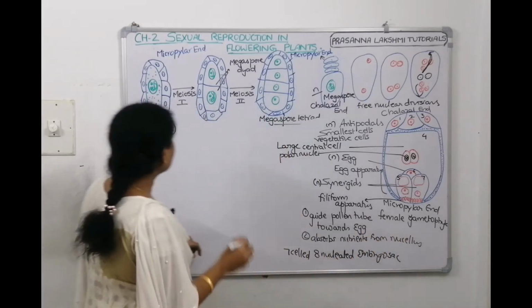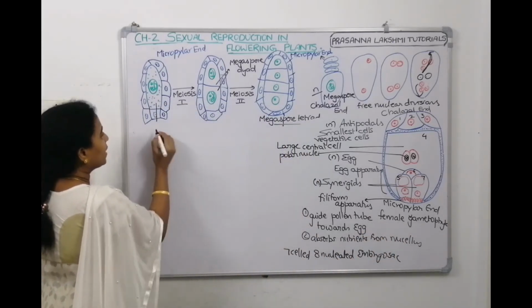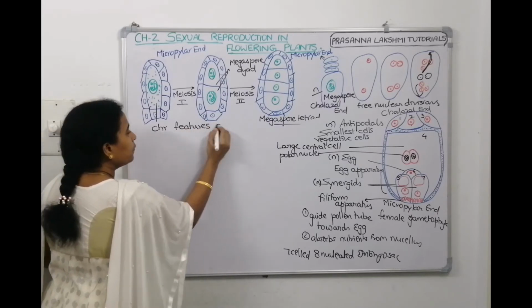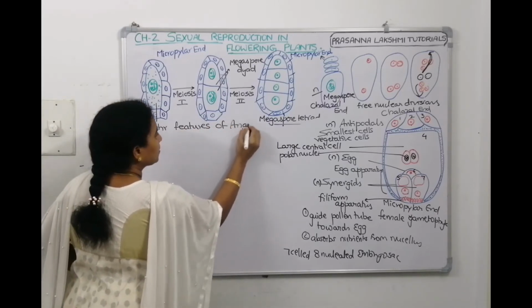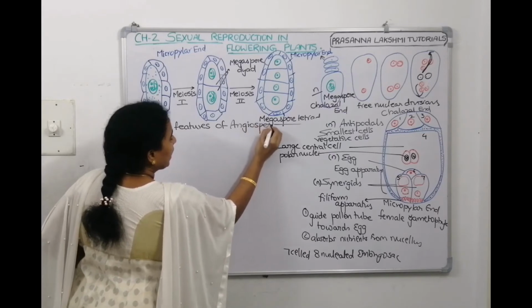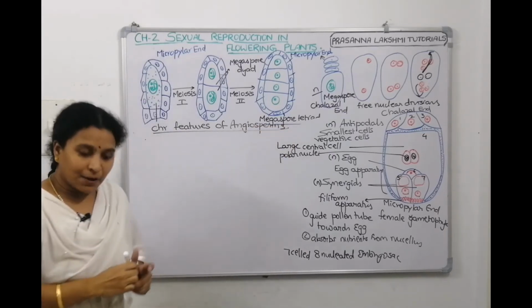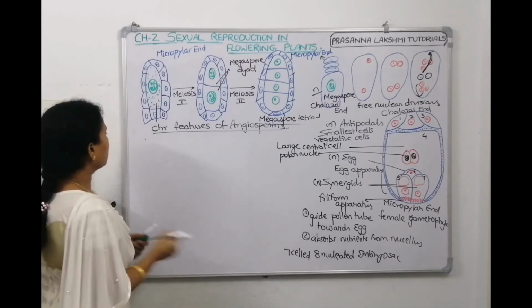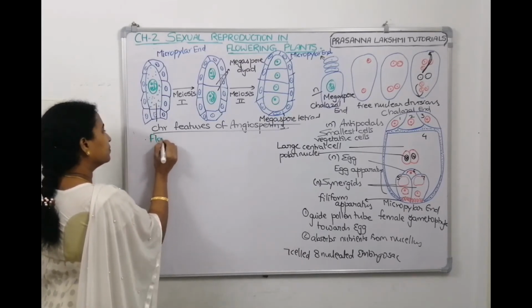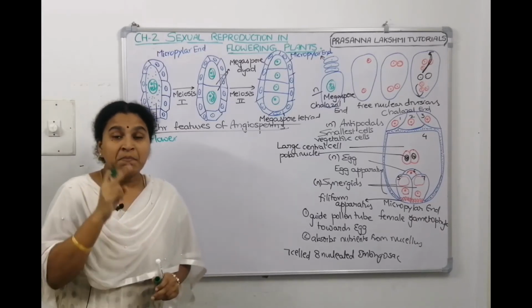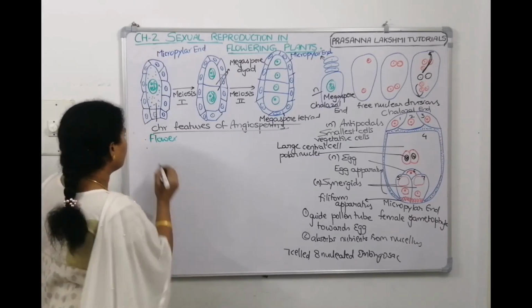Now, if we have to list down the characteristic features of angiosperms, what are they? First of all, we can tell they are flowering plants, right? The first point is the flower. Presence of flower is a characteristic feature. That is one point. Presence of vessels is a characteristic feature, right?